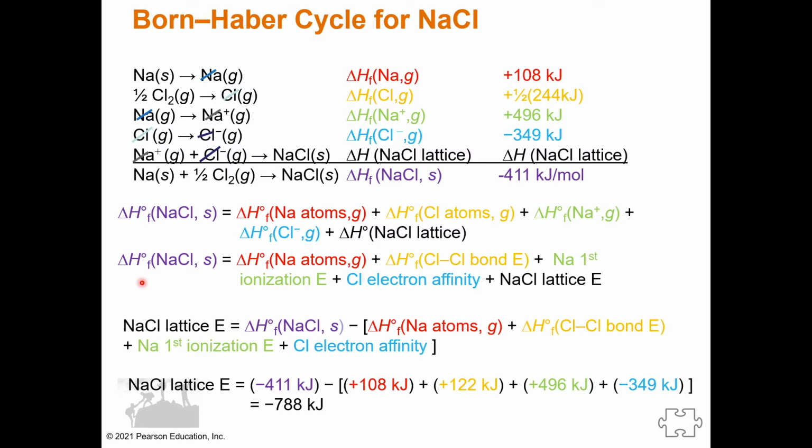Now that should make sense based on what we saw from the previous slide. The delta H value in the formation of NaCl was negative 411 kilojoules. So that missing piece was lattice energy, something that was extremely exothermic.